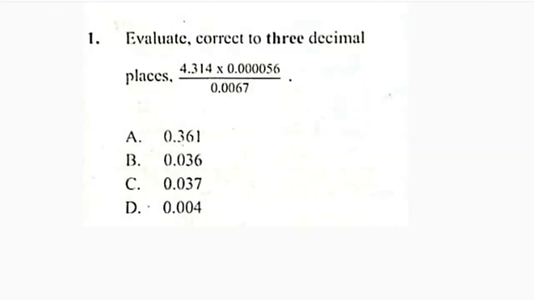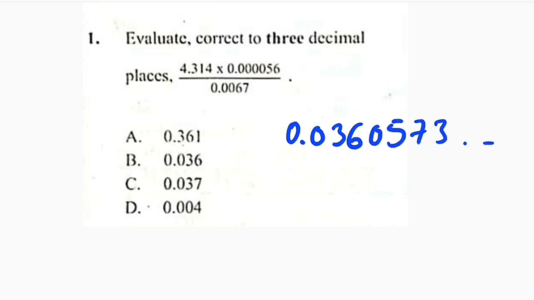All right, here is question 1. We are asked to evaluate the whole of this. Since there is no instruction given, you can use your calculator. Press everything: after pressing this multiplied by this, divide by this, write down the result. The result we have is 0.0360573 and so on. But the question stated that we should write this in 3 decimal places. So 3 decimal places, we have 1, 2, 3. So our answer will be 0.036, which is option B. All right, let's move on to question number 2.